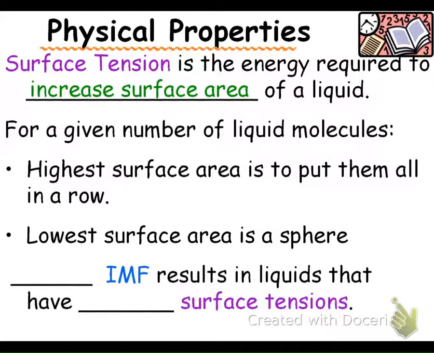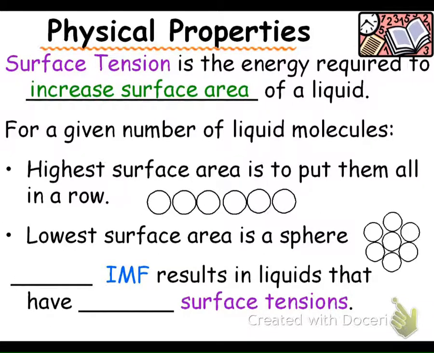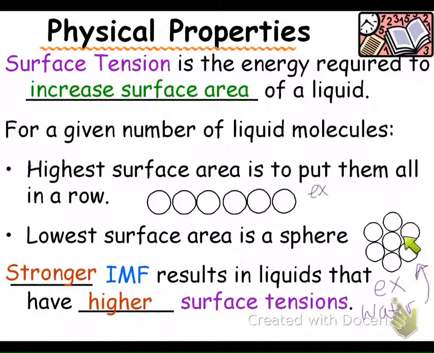So surface tension is the energy required to increase the surface area of a liquid. For a given number of liquid molecules, the highest surface area is to pull them all in a row, and the lowest surface area is to have them in a sphere. And so if you've got stronger intermolecular forces in liquids that have higher surface tensions, it's going to look something like this. So this would be a very good example of water, and this would be a very good example of something like acetone, or really anything with lower intermolecular forces. It's not going to stick to itself, so it wouldn't form the water bubble like we see a lot of times.